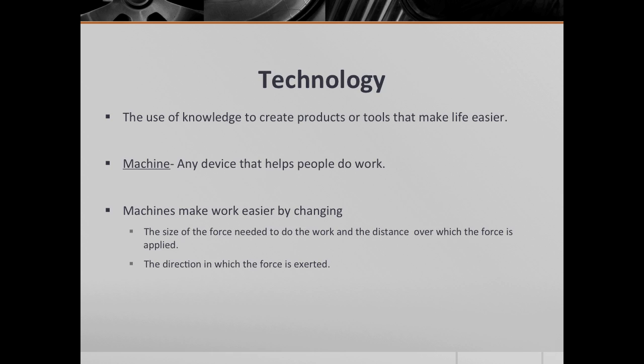Technology is the use of knowledge to create products or tools that make life easier. A machine is any device that helps people do work. Machines make work easier by changing the size of the force needed to do the work, the distance over which the force is applied, and the direction in which the force is exerted.